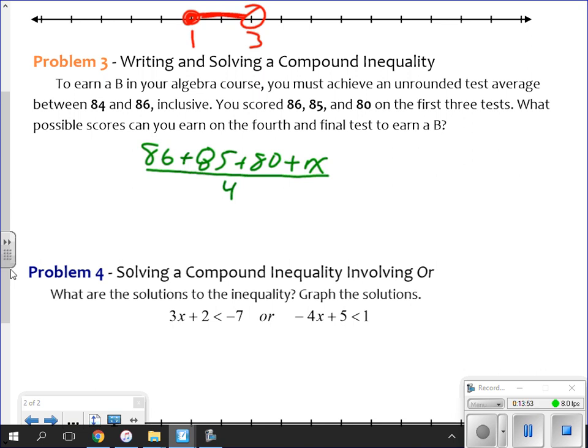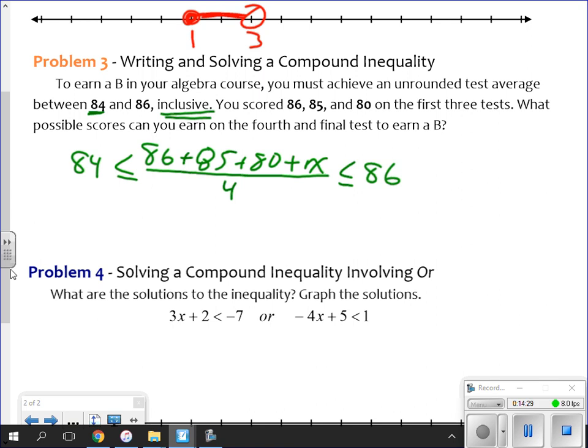Now, what does it have to be more than? What's the minimum score I could have? I could have an 84. That's my minimum that I want to have. And this is an important word right here, inclusive. If you see the word inclusive, that means it's or equal to. So that means this has to be greater than or equal to 84. And what's the other end I'm looking for? 86. So it has to be less than or equal to 86.